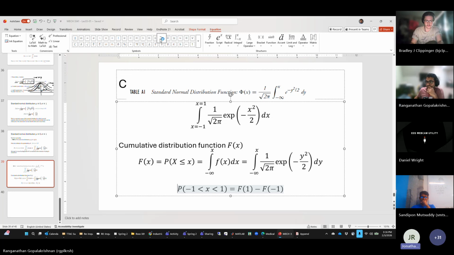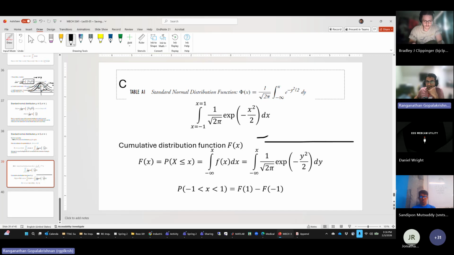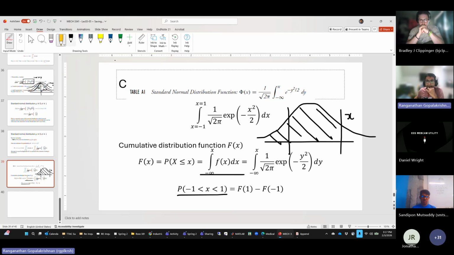I don't see it. It doesn't make sense. Okay, let's draw it for you. So if you take the entire range, what is this? If I draw a line at x, this is all the area to the left of x. Can you say that? Yeah. Okay.